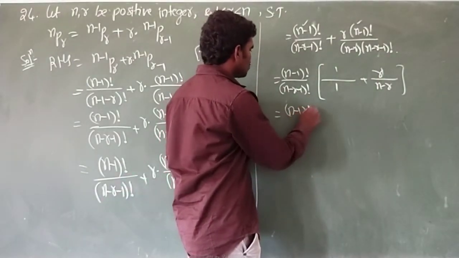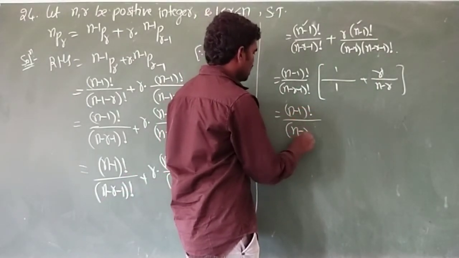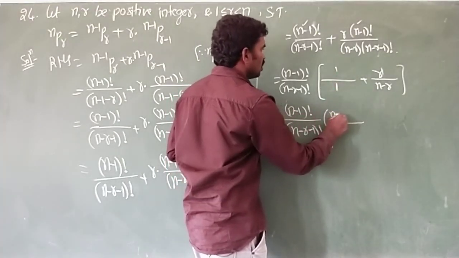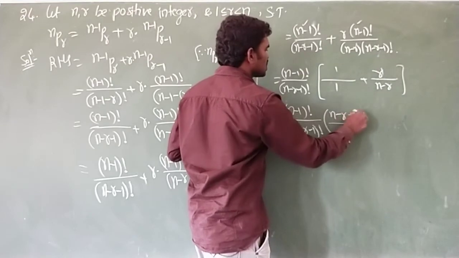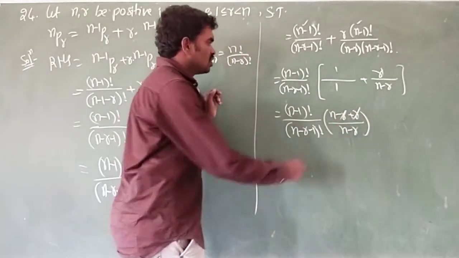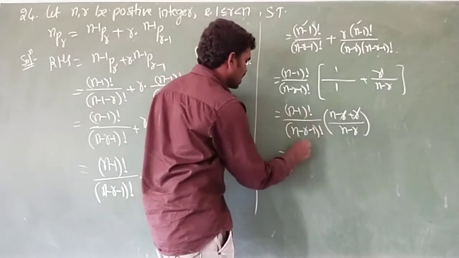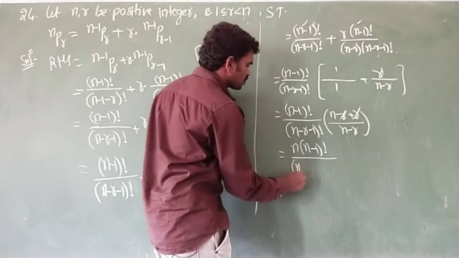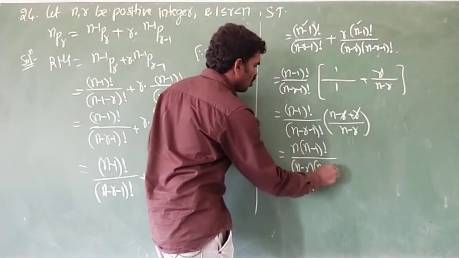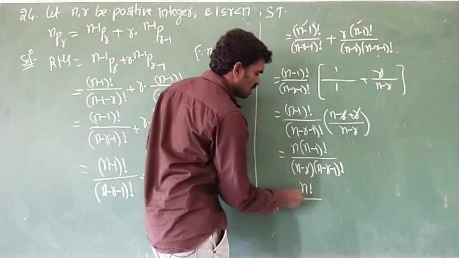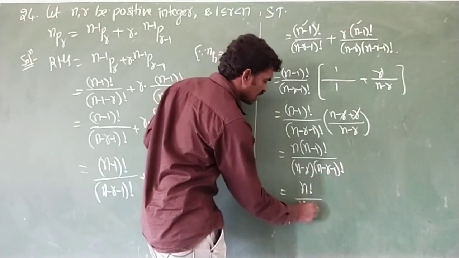So (n minus 1) factorial by (n minus r minus 1) factorial into (n minus r) into 1, and 1 into plus r by 1 into (n minus r). So plus r minus r cancel. So now n into (n minus 1) factorial. We got it: n into (n minus 1) factorial by (n minus r) into (n minus r minus 1) factorial. See, n into (n minus 1) factorial means we can write n factorial by (n minus r) into (n minus r minus 1), that is (n minus r) factorial.